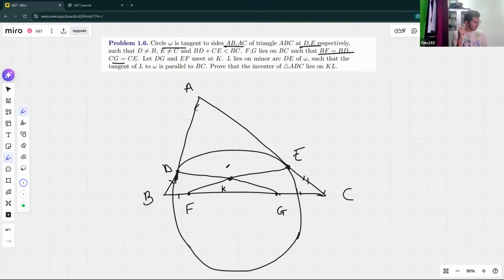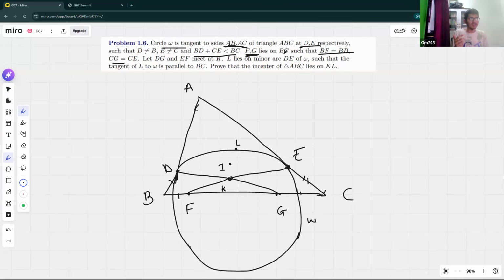Okay, is this an ugly circle? This is not an ugly circle. Okay, so I is here, and we have point L. Let me explain the problem. We have omega, which is tangent to AC and AB at D and E, tangent to the sides. This length is just supposed to say, we will get to that.